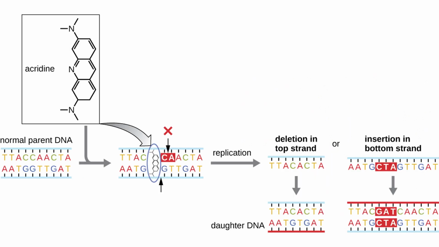As you can see here, it's the normal parental strand, and here there is a process of replication. The acridine, an intercalating agent, is present here. Due to the intercalating agent, it will lead to either a deletion in the top strand or an insertion in the bottom strand, and in the end you can see the daughter DNA strands, one is short and one is long. So it will also affect the open reading frame of the structure. It may increase the length of the strand, or it may decrease the length of the strand.